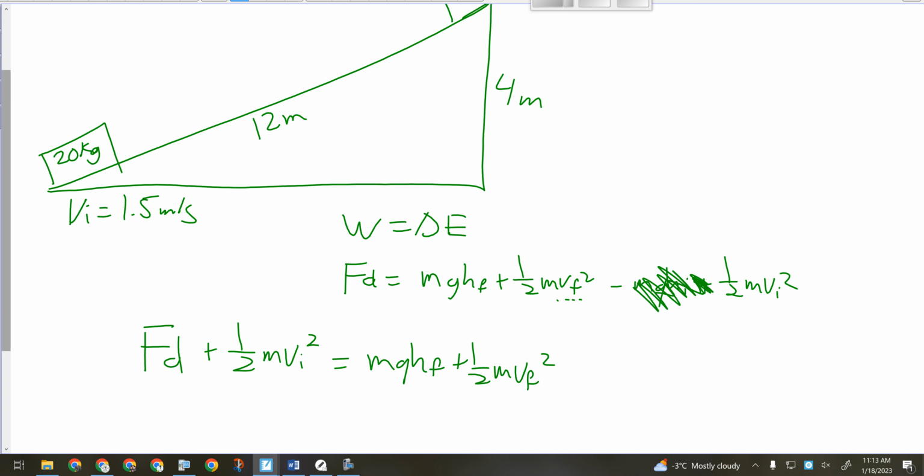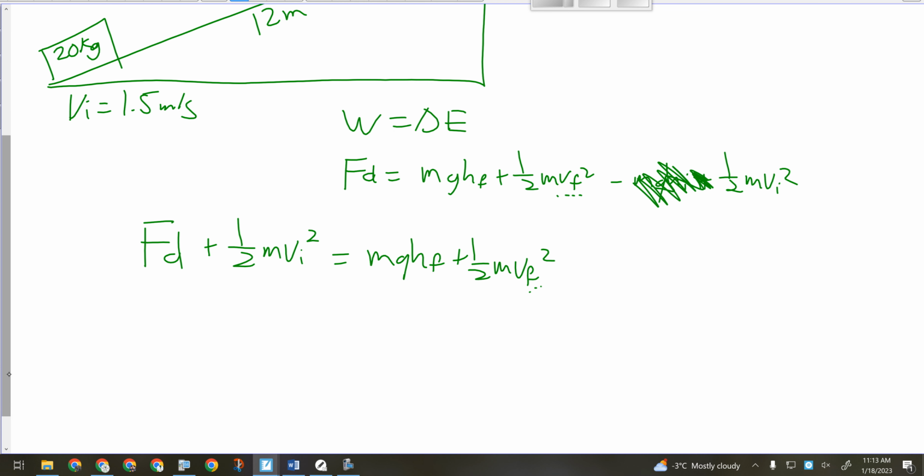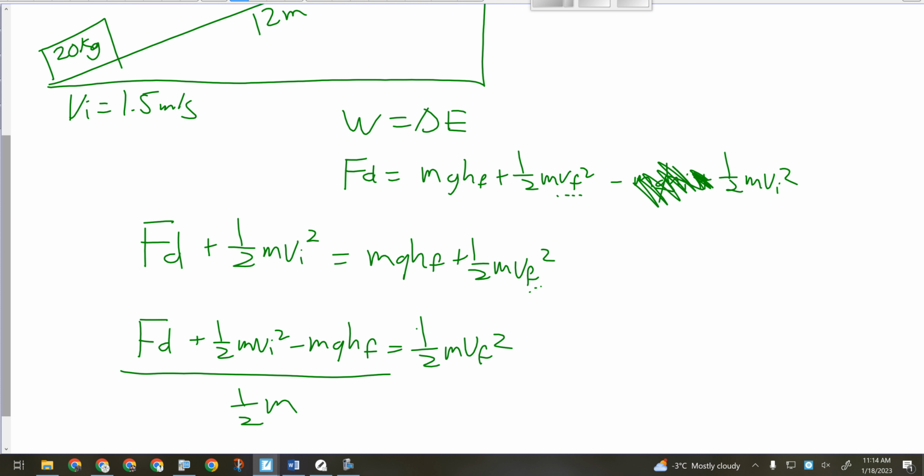I'm looking for vf, so I'm going to subtract mghf over to the other side, because this is my potential plus my kinetic. I want to subtract my potential over, so I'm looking for my kinetic. So I'm going to have force times distance plus 1/2 mvi squared minus mghf equals 1/2 mvf squared. Basically, here's my mechanical energy minus my potential energy, that will equal my kinetic. I want to get vf by itself, so I divide both sides by half of m. It does not cancel, because I'm adding and subtracting on the top. Half of m comes over, even though I've got a half of m on top, it doesn't cancel here. And then I square root.